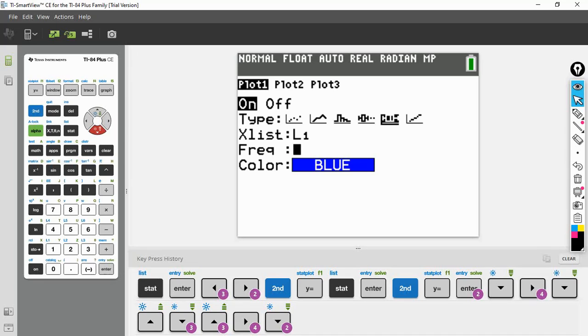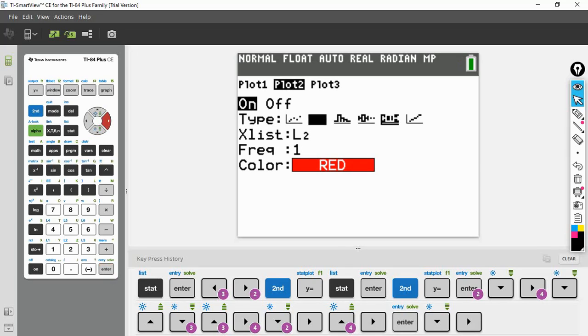Okay, then let's go to plot 2. Let's scroll up and go to plot 2. Enter, make sure it's on. Then choose the right type of graph, again box and whisker. Then the X list in this case is going to be list 2, again frequency of 1, and we use a different color, red. So this would be for Brussels.